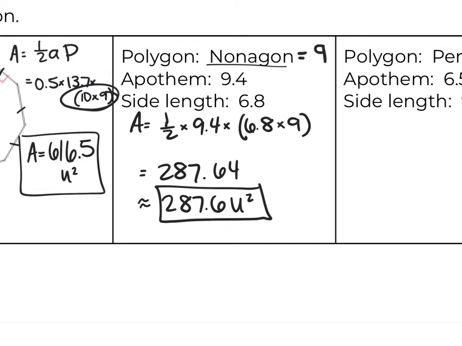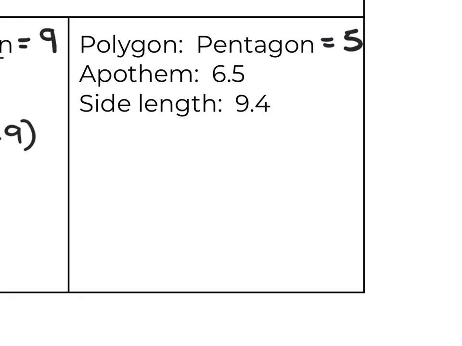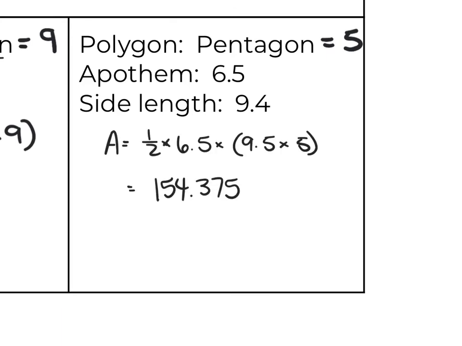Okay, go ahead and try this last one on this section and pause, and I'll have the answer when you click play. Okay, I got 154.375. Nearest tenth would be 154.4 units squared.